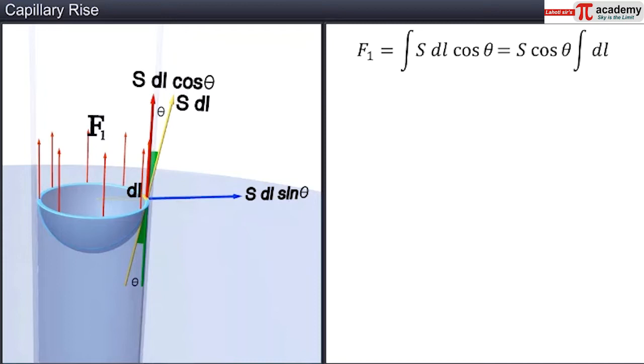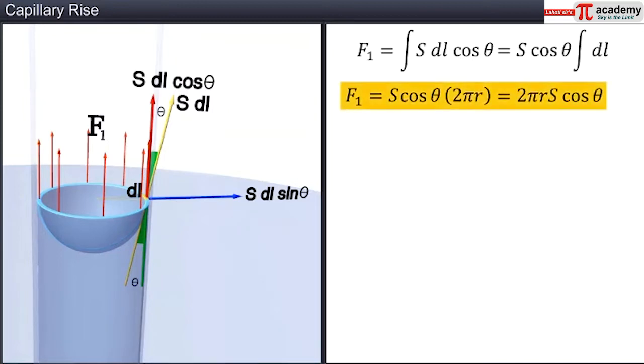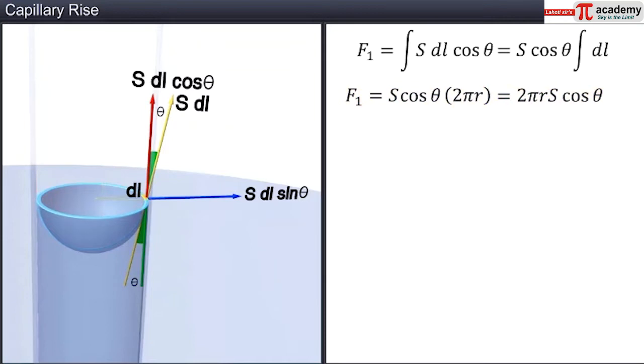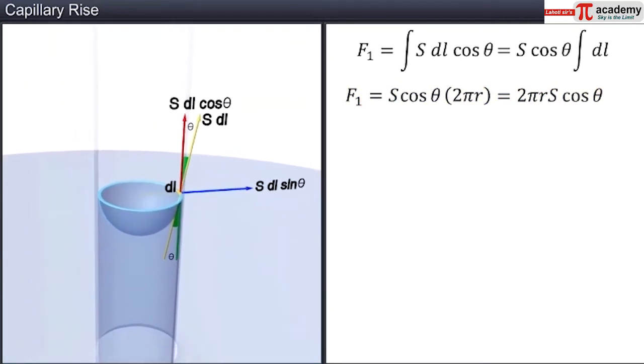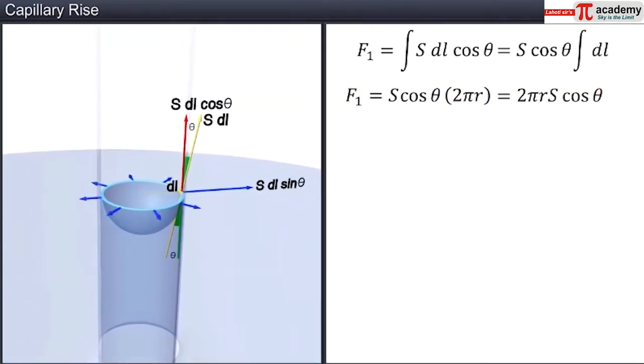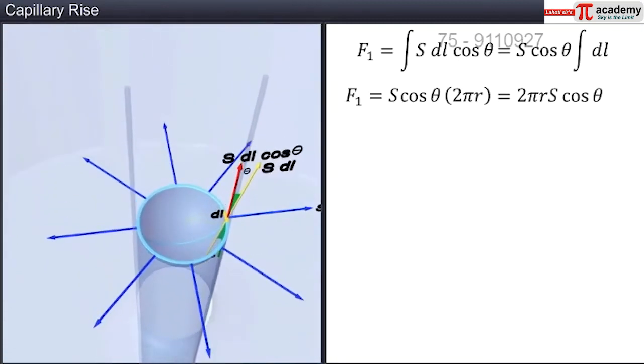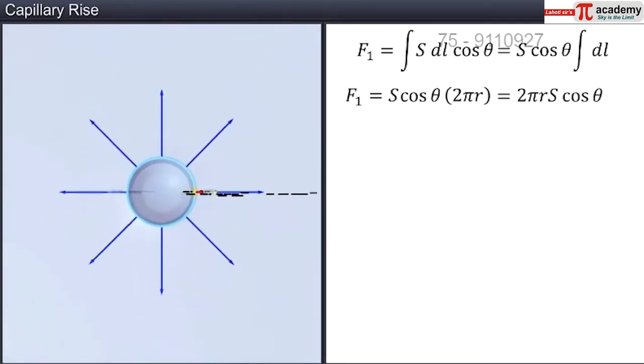On further simplification, we get F1 equal to 2 pi r S cos theta. This force acts vertically upwards. The horizontal components of the force across different elements over the entire contact circle act in opposite directions, and hence they cancel each other, resulting in zero horizontal force.